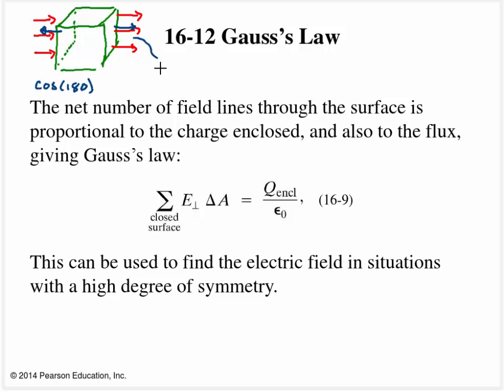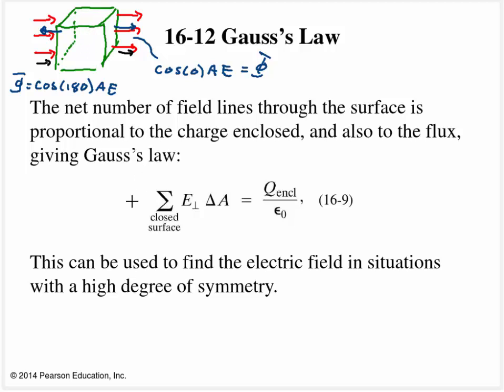Here when I go ahead and calculate my flux, I'm going to have a cosine of 0, and that's going to be multiplied by the area and the electric field. So area times electric field is going to give me my flux. Now you can kind of convince yourself that cosine of 180 is -1, so all the flux going into the left side of the box is going to be leaving that side of the box, and the net flux is going to be equal to 0.